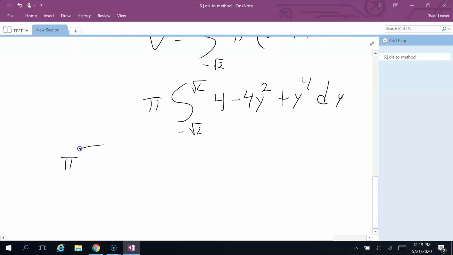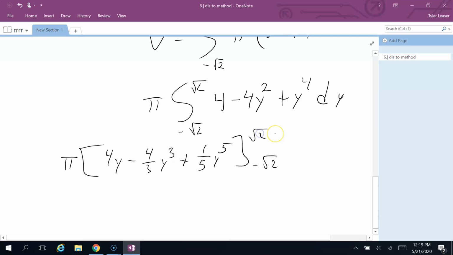Now we can do the antiderivative here. 4 is going to go to 4y. Negative 4y squared is negative 4/3 y cubed. And then the plus y to the 4th is going to go to 1/5 y to the 5th. And then we're plugging in negative root 2 to positive root 2.